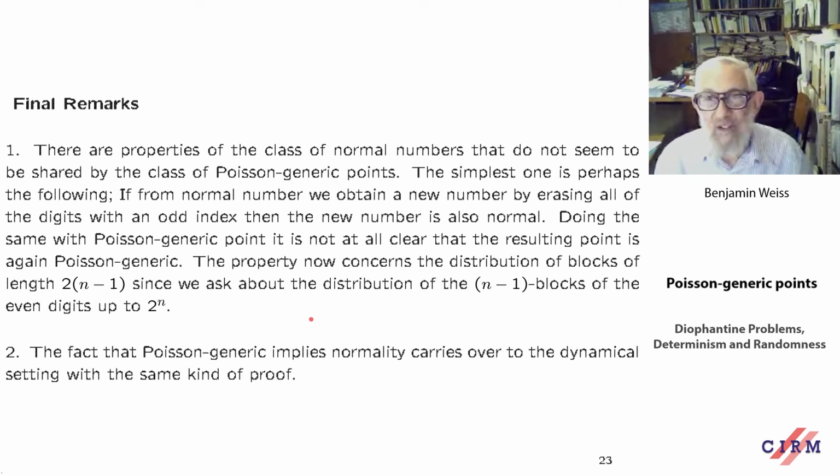Because now we've cut down by a half the length, so we should be looking at the distribution of, we're looking at every other, so these are blocks of length 2n minus 1, where we've taken every other one, and we're looking at this up to 2n, and it's not clear at all that this carries over, that you do this sampling and you get another Poisson-generic point. The proof I was sketching that Poisson-generic implies normality carries over to the dynamical setting that I was describing in the previous slide on the torus, with the same kind of proof. Nothing really needs to be added there.